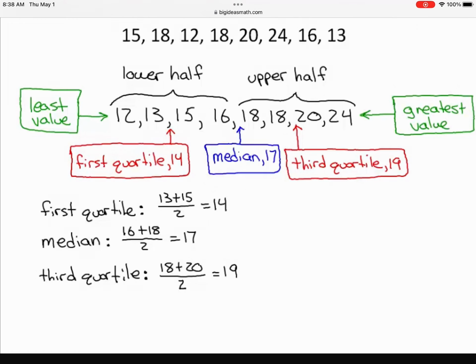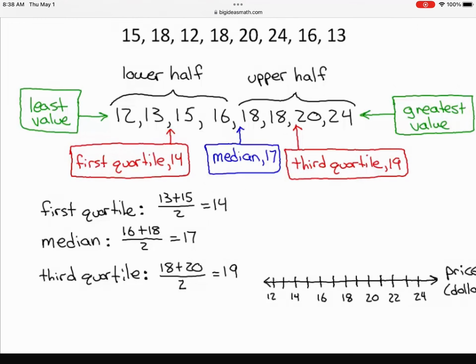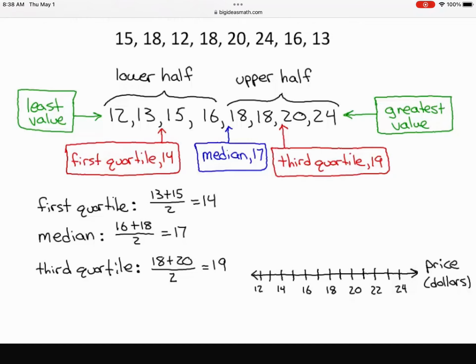Next, draw a number line that includes the least and greatest values. Begin by graphing the first quartile 14 and the third quartile 19. Then draw a box using the first quartile and the third quartile. Next, graph the median 17.